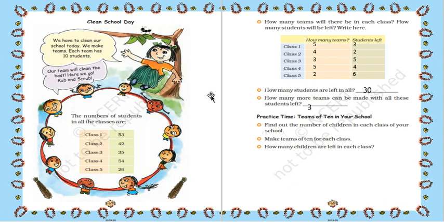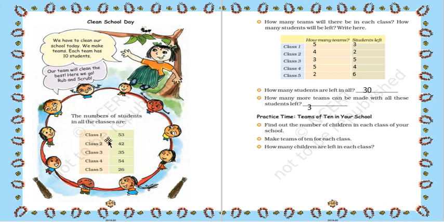The last exercise is clean school day. It means we have to clean our school today. We make teams. Each team has 10 students. Our team will clean the best. Here we go, rub and scrub. So see, these are the number of students in the classes and these are the classes. We have to make the teams.